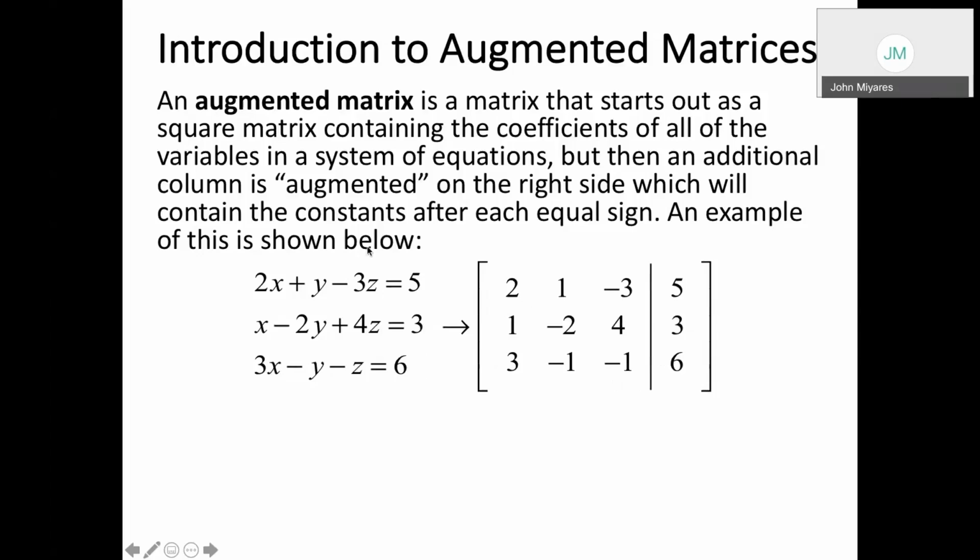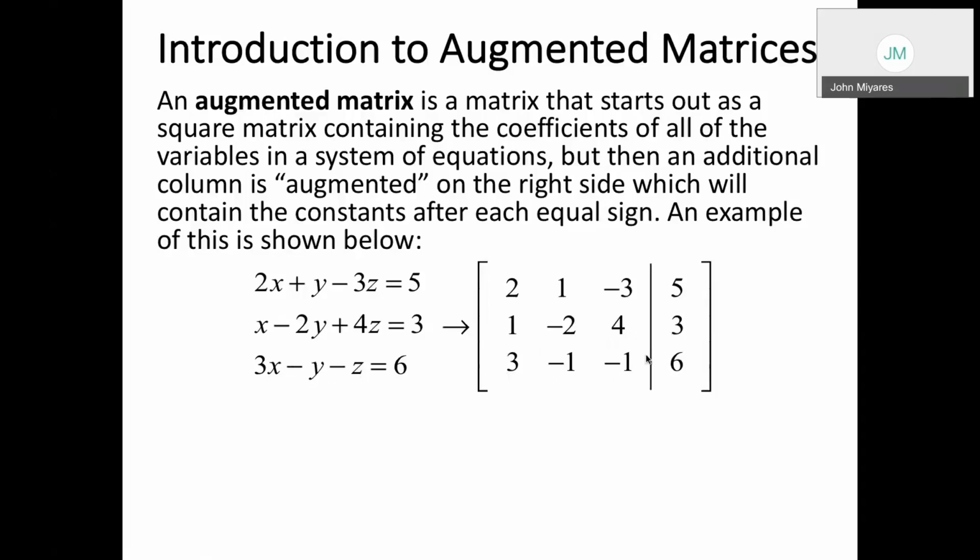So my first equation, 2x plus 1y minus 3z equals 5, will translate here as a 2, a 1, a minus 3, and then a 5 on the other side of the bar. Similarly, with the middle equation being x minus 2y plus 4z equals 3, I have 1, -2, 4, and then 3 on the other side. Finally, in the third row, I have 3x minus y minus z equals 6. The coefficients for each variable are going to be 3, -1, and -1, and my answer comes out to be a 6 on the far end.